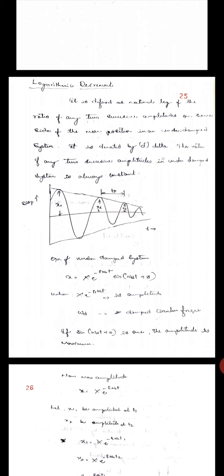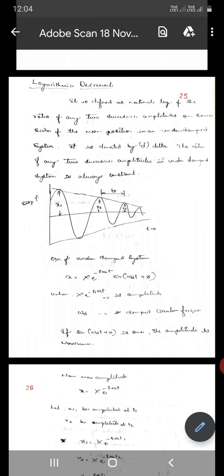So once again, logarithmic decrement is defined as the natural log of the ratio of any two successive amplitudes on the same side of the mean position in an underdamped system. It is denoted by delta. The ratio of any two successive amplitudes in an underdamped system is always constant.